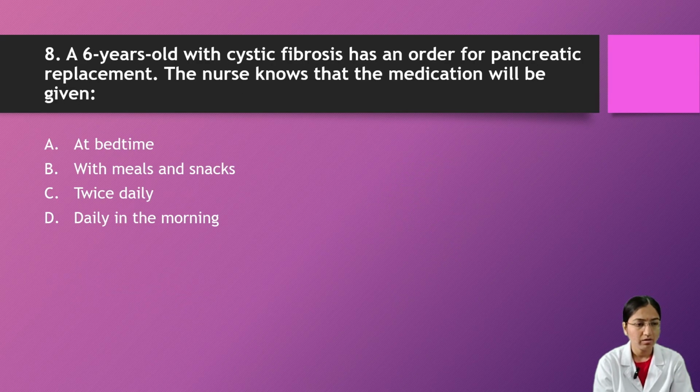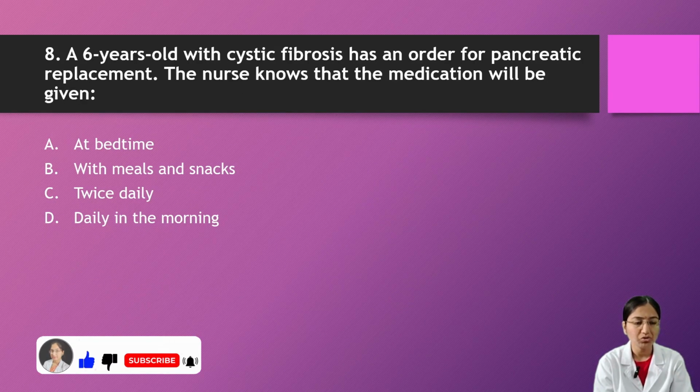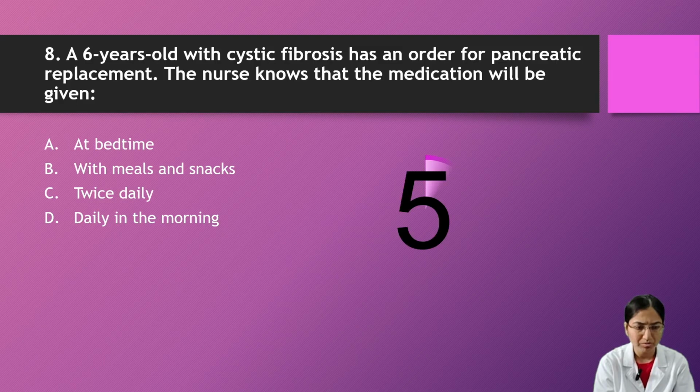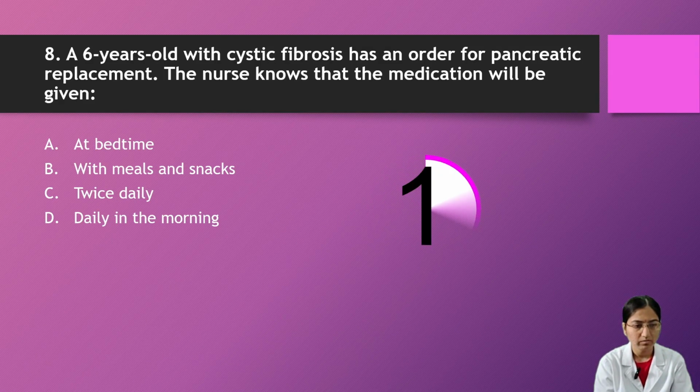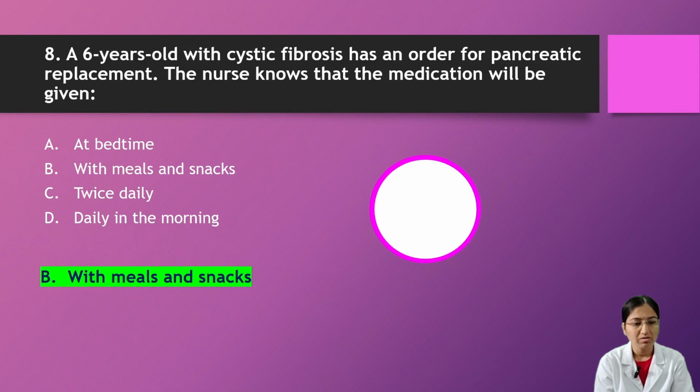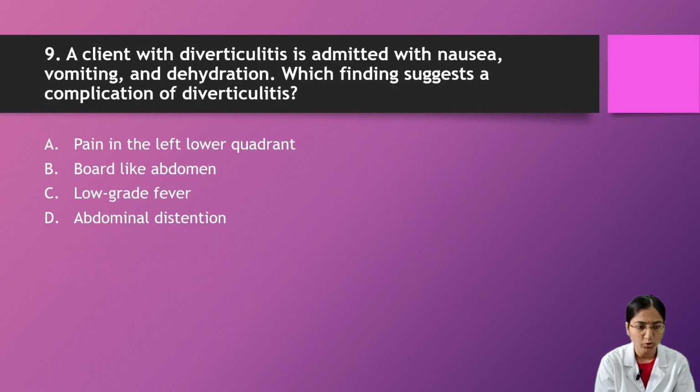Next question. A 6 years old with cystic fibrosis has an order for pancreatic replacement. The nurse knows that the medication will be given. Options are given. Right option is B. That is with the meals and snacks. We move to the next question.